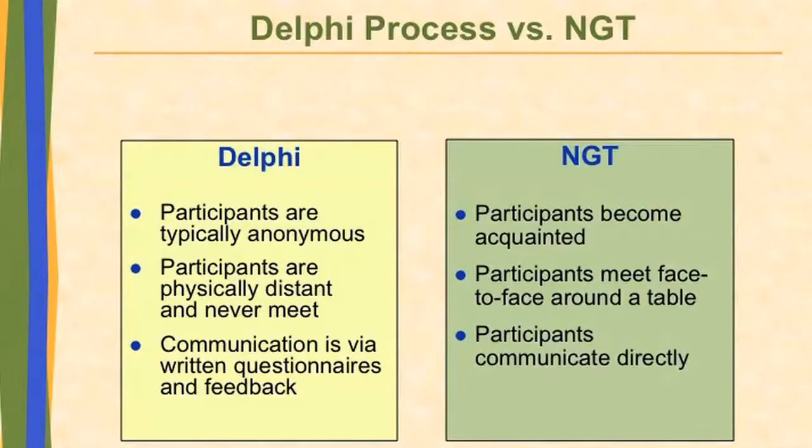people get acquainted, they meet face to face, and they communicate directly with one another. And in the Delphi approach, they usually do it through questionnaires and may be distributed in many different locations and maybe even respond anonymously.